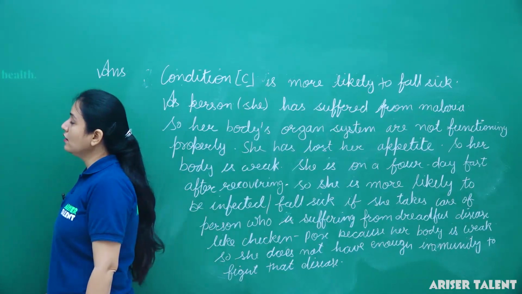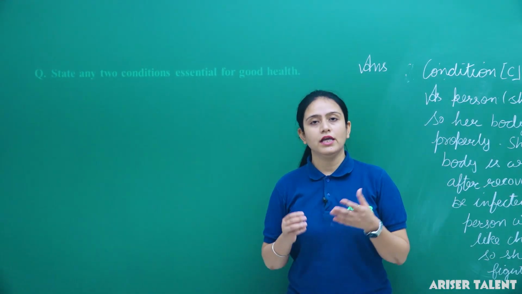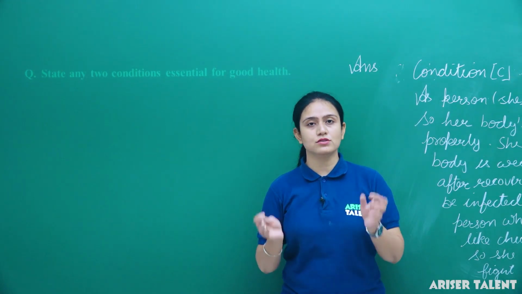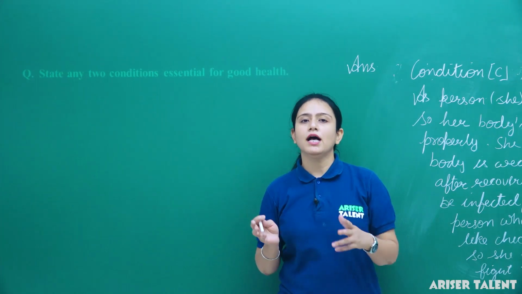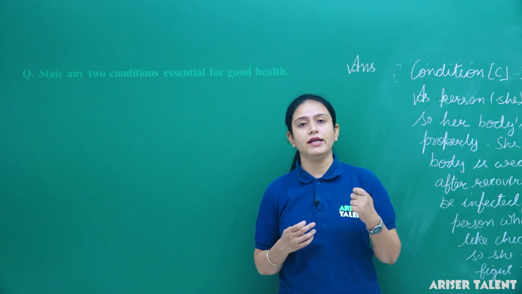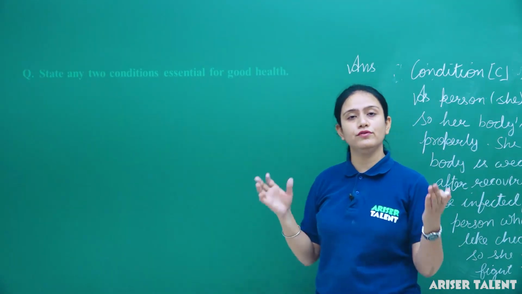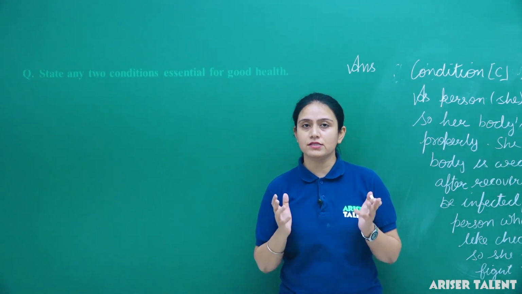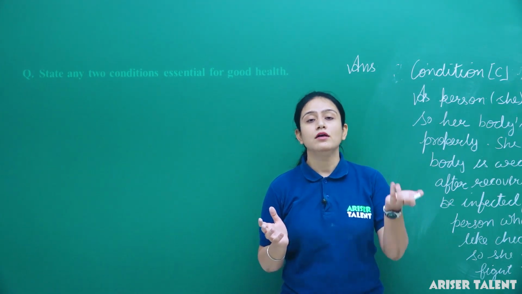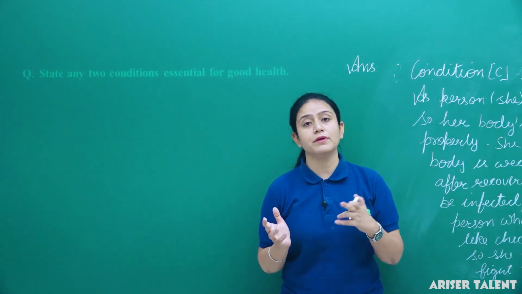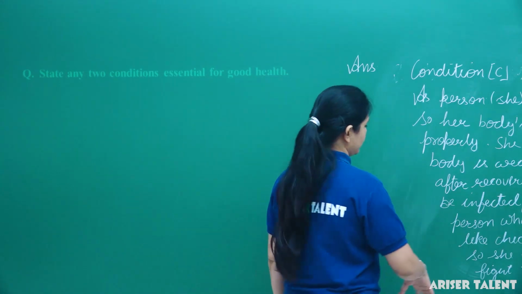Next is, state any two conditions essential for good health. If we really want good health, first of all we should maintain proper hygiene, and then we should take a proper and adequate diet. So to maintain good health, what should we do? We should keep the surroundings clean, have proper sanitation in the surroundings, follow proper personal hygiene, and then take a proper or adequate diet.